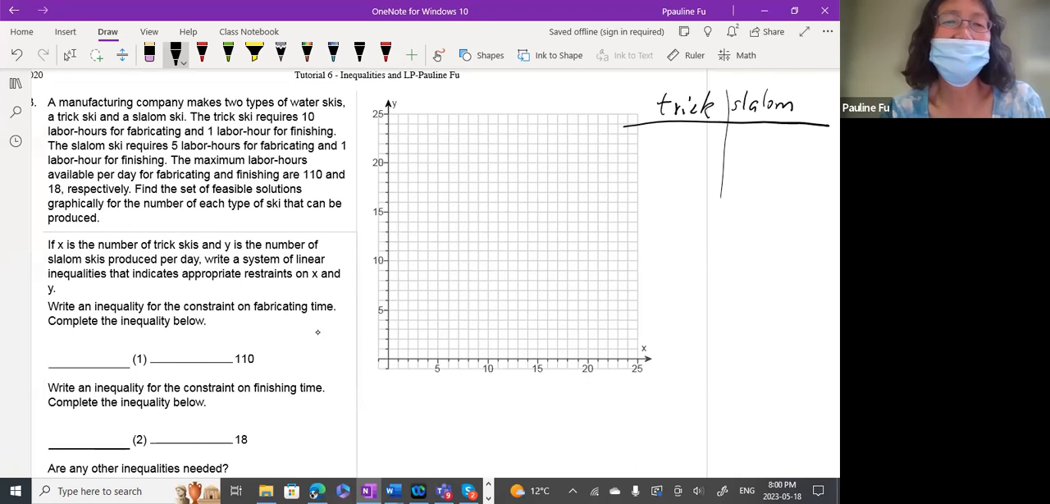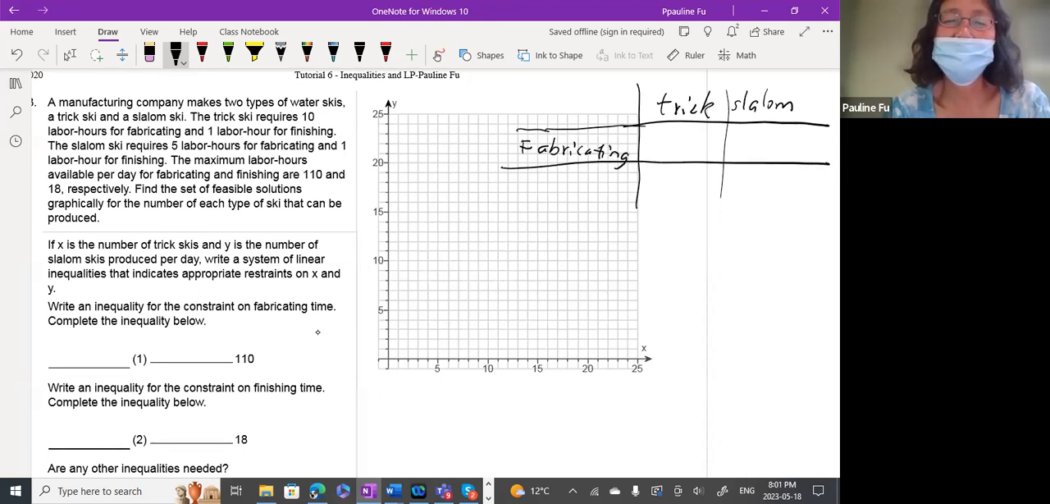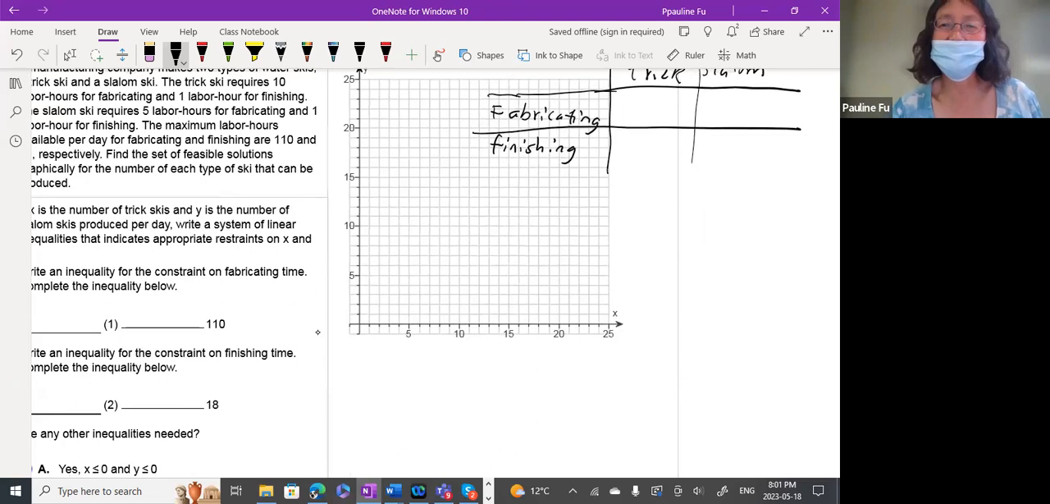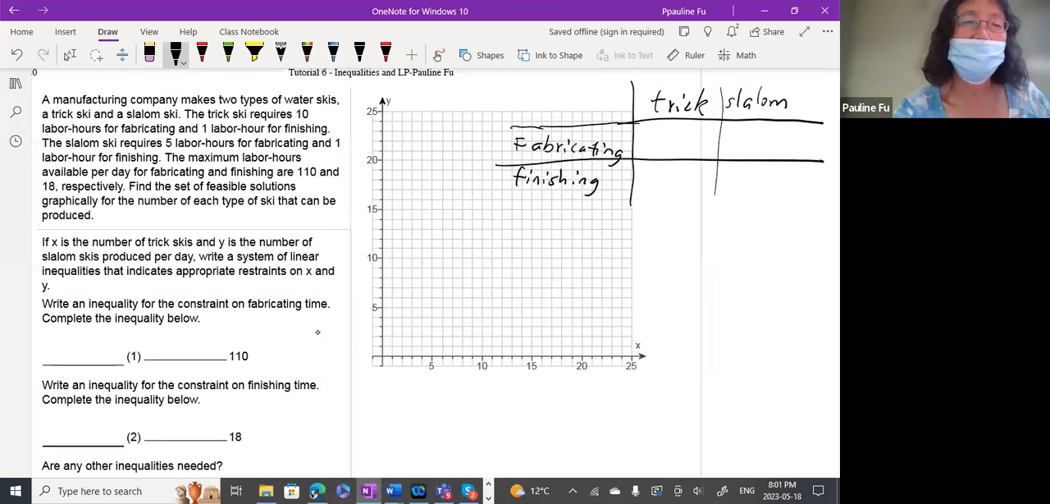The trick ski requires 10 labor hours for fabricating. So there are two procedures here: one is fabricating, and the other is finishing. The trick requires 10 hours for fabricating and 1 hour for finishing. Slalom requires 5 hours for fabricating and 1 hour for finishing. See, you need to translate the description into this table, okay?